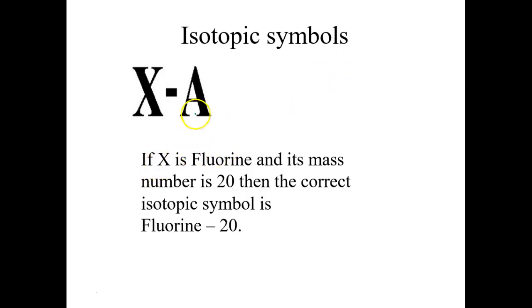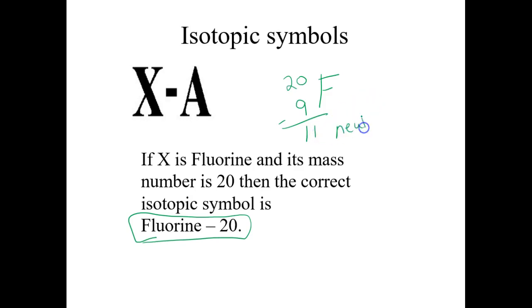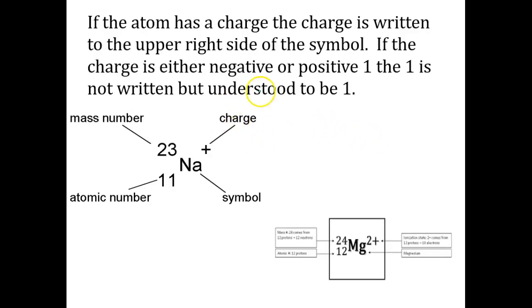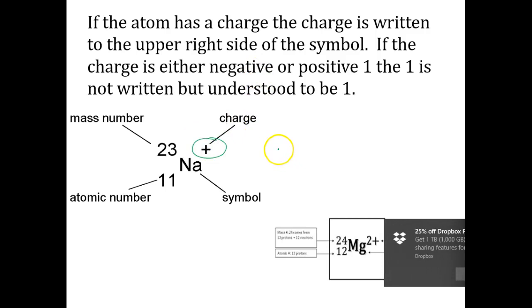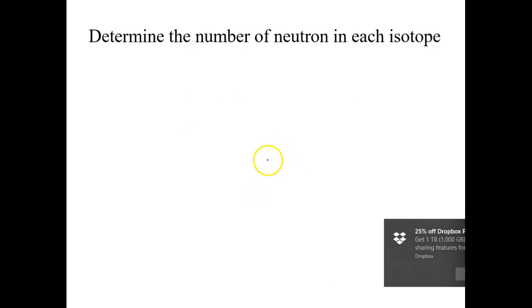So here's a fluorine. If X is fluorine and its mass number is 20, then the correct isotope symbol is fluorine-20. Now, if you wanted to do the nuclear symbol, then you would do F 20, and it's number 9 on the periodic table. That way, you could subtract these, right? 9 from 20 is 11 neutrons. If the atom has a charge, the charge is written off to the side. We're not going to worry about this one right now. Just keep that in mind. We still can use these symbols for some different things.